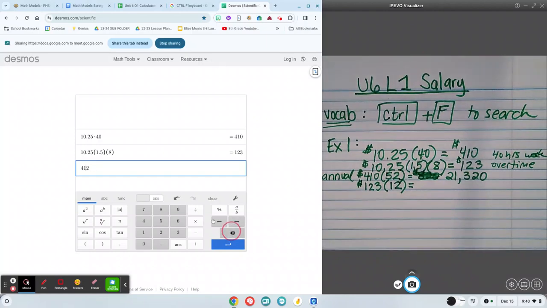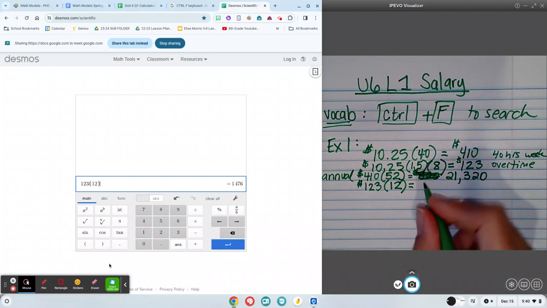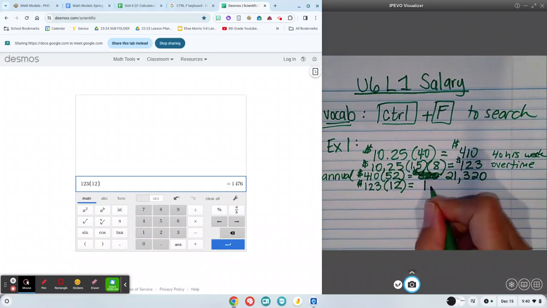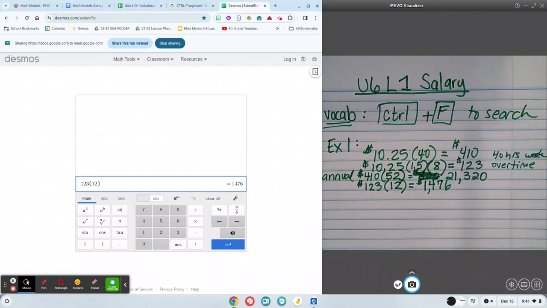All right, so 123 times, okay. I think when I'm recording, I have to just go really slow. There we go. Okay, so for working 1 Saturday a month, I'll get $1,476 annually.